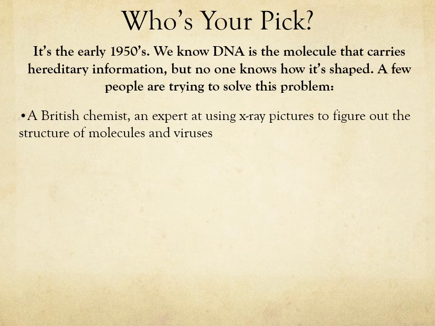Our first contestant is a British chemist who's already pretty famous at this point. They are an expert at using X-ray pictures. You can get X-rays to look inside someone's body, as you've probably done if you've ever broken a bone. But you can actually use X-rays to get really cool detailed pictures of molecules we can't see with the naked eye. So this person was already an expert in this field and had used these to find the structures of tiny things like viruses, and got pretty famous for doing that with a certain type of virus.